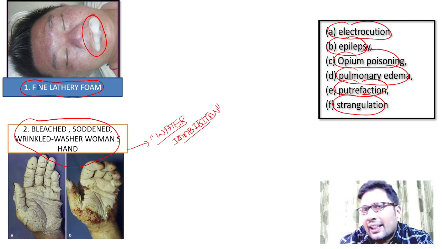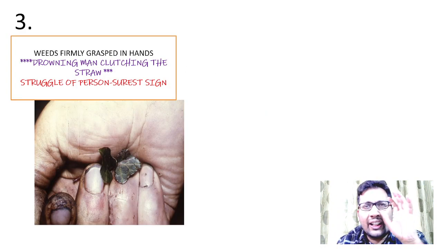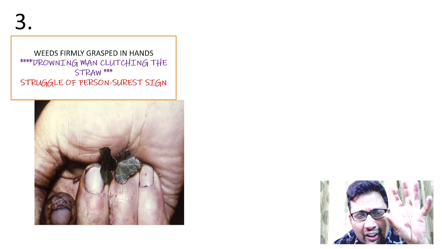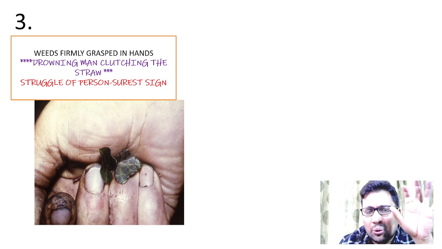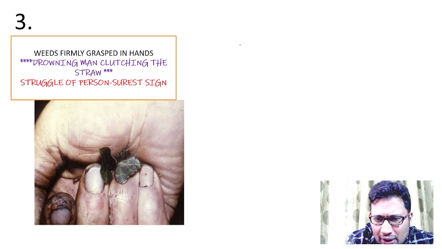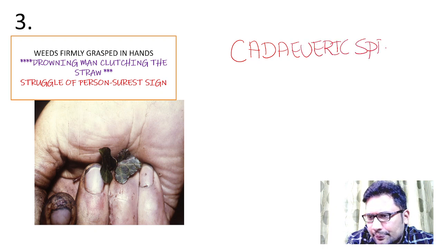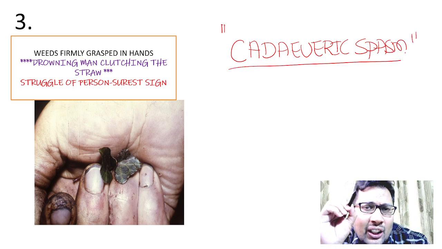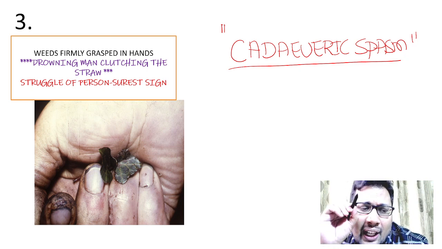Okay, so this is the second important finding in drowning. Let's see the third important finding, which is very commonly asked. Whenever you see weeds firmly grasped in the hand, that shows struggle of the person. We see the surest sign of drowning. This is nothing but cadaveric spasm. If they ask you in the exam, what is the surest sign of drowning? Your answer should be cadaveric spasm, that is weeds firmly grasped in the hand.